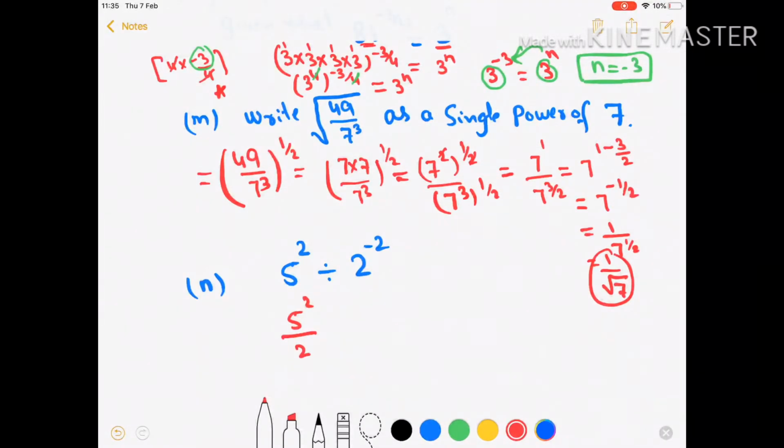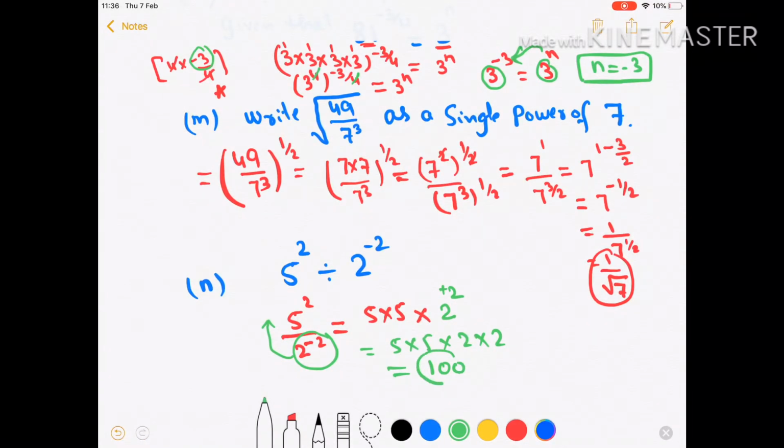Next question. When two things are dividing, if they are similar then you subtract, if not similar you can't subtract. In that question we can't subtract because 5 and 2 are not similar, they are different. So on the top we first write 5 times 5, and at the bottom the power is negative, so we change the position and make the power positive. You can see in green, we just change the position from bottom to top, and then simplify 5 times 5 and 2 to the power 2, meaning 2 times 2, and the answer will come 100.